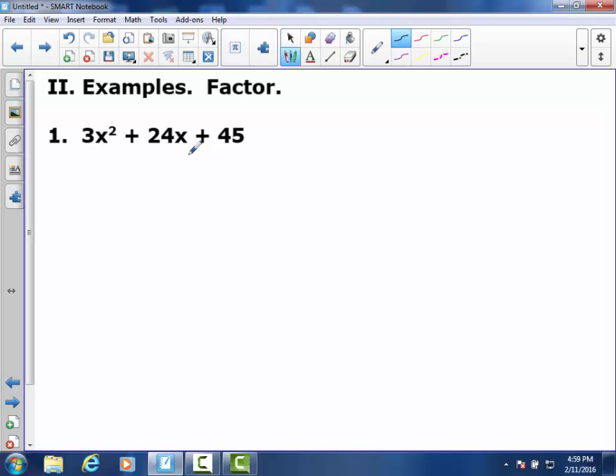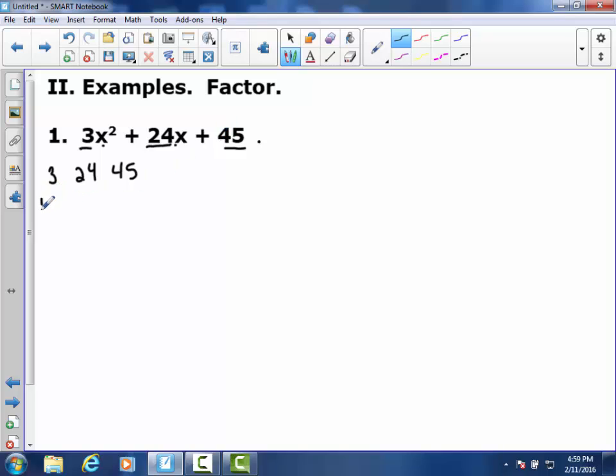Okay, so the first thing on my flowchart said factor the GCF. So I look at my coefficients first, 3, 24, and 45. Somewhere off to the side or down below, I'm going to write 3, 24, 45. And then I look at my variables. I have x squared, x, and no x. The fact that this one has no x means my variables are not going to be part of my GCF if I have one at all.